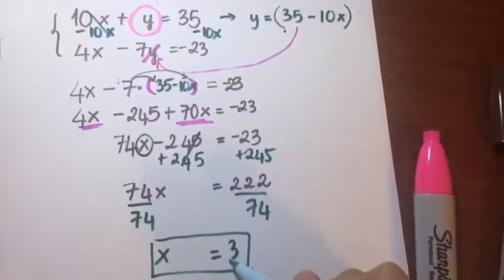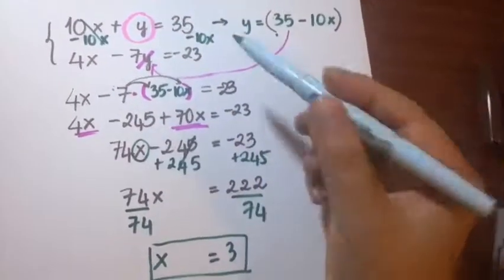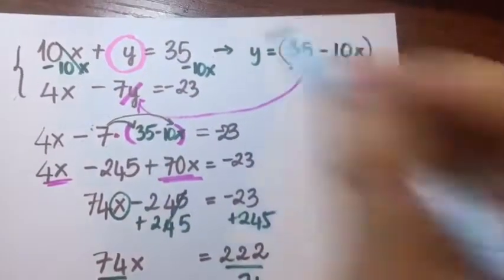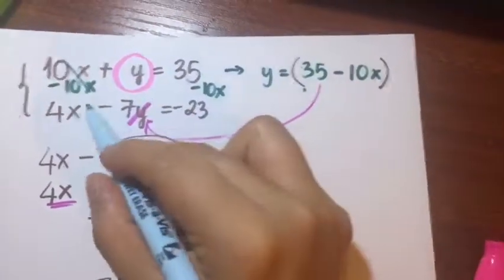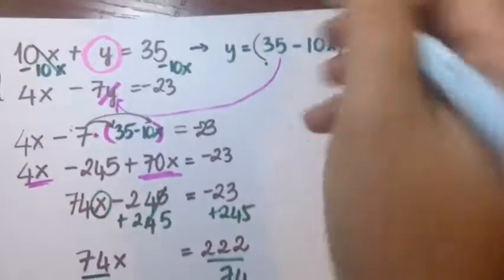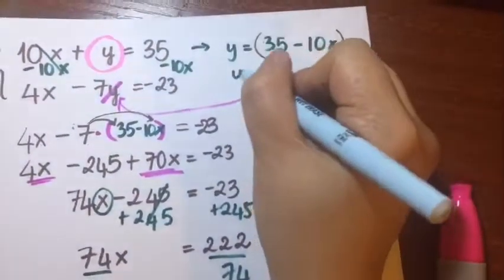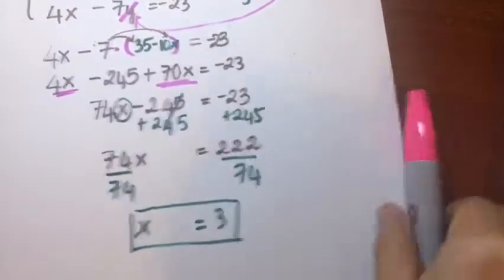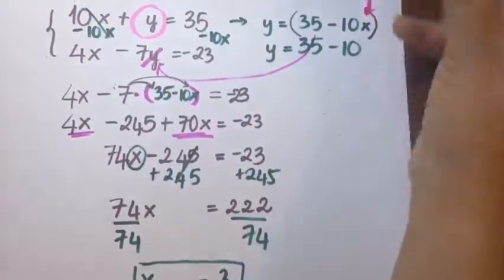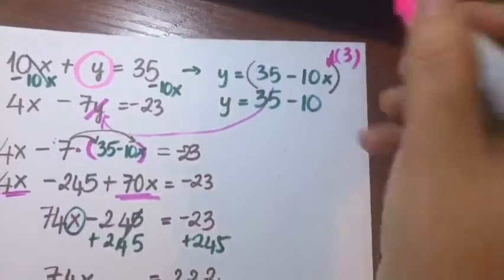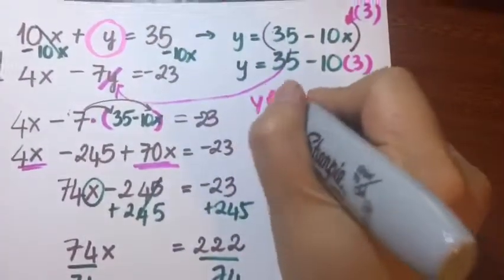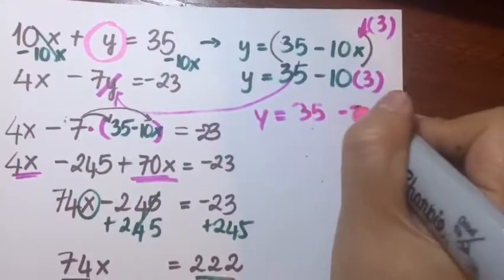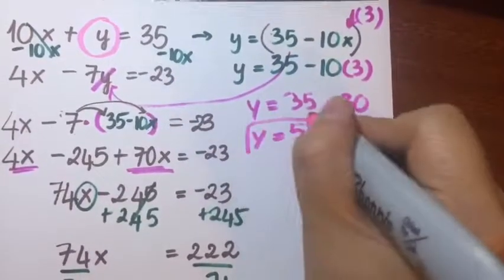Now that we have the x, we need to find the other variable, which is the y, right? Looking at the first two equations, this equation is already solved for y, so that would be best. It's easier than plugging into the second equation. So let's use the first equation right here and solve for y. y equals 35 minus 10 times x. We already solved for x, which is 3, so whenever I see the x, I'm going to use 3. So y equals 35 minus 10 times 3, which is 30. So 35 minus 30, we get y equals 5.